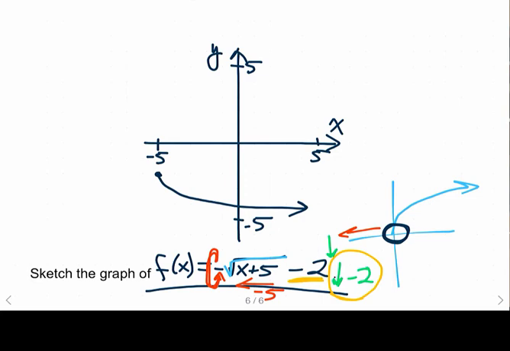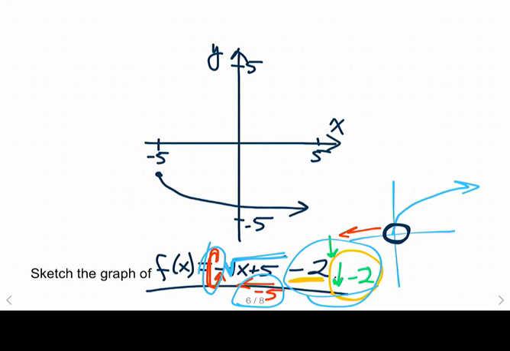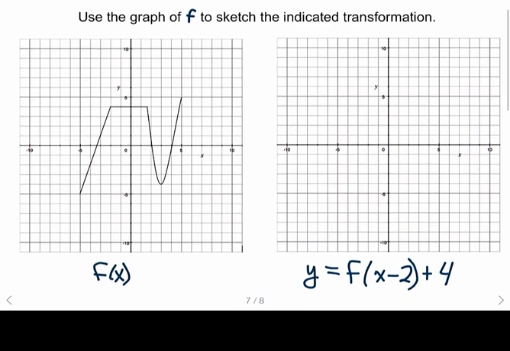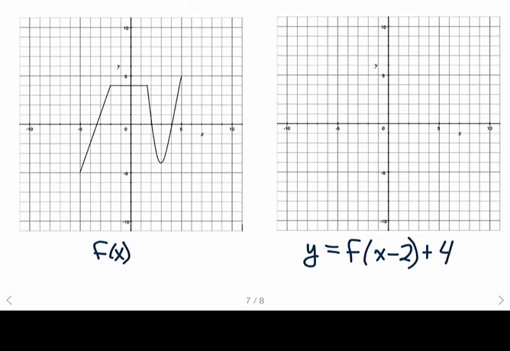Basically what you need is the parent function and then the different ways that it can be translated and/or reflected. But we don't have to have one of our basic functions in order for this to happen if you know the shape. So in our next example, we are given a shape and we're asked to use its graph to sketch a transformation. So here I have the graph of f, and I'm asked to draw the graph of y = f(x - 2) + 4.